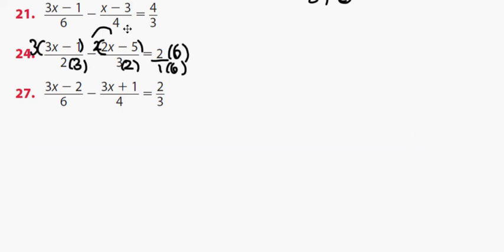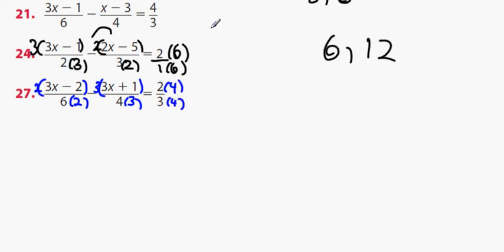Now the next one is 3x minus 2 over 6. 6, 4 and 3. Count up in 6's, we get 12. We need to turn everything to 12ths. Top and bottom by 2. Top and bottom by 3. And top and bottom by 4.